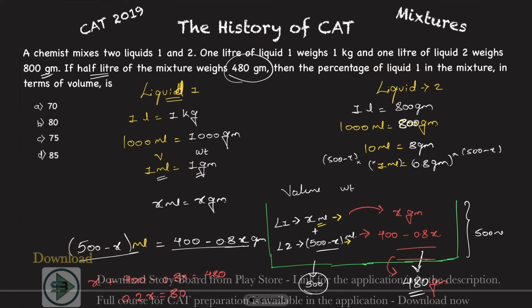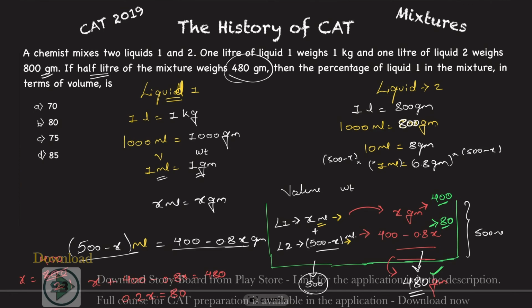Let's just check this now. If I put it here, x is equal to 80 upon 0.2, which is equal to 400. So this is 400 gram. If this is 400 gram, the other is equal to 80 gram, such that the total is equal to 480 grams. So I know out of this 480 gram, how many grams liquid 1 was giving and how many grams liquid 2 was giving.